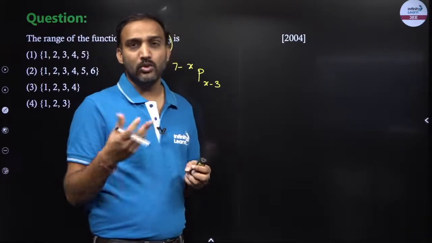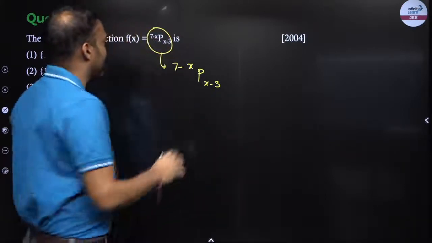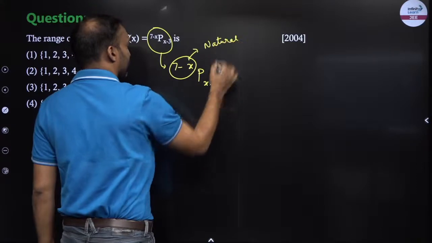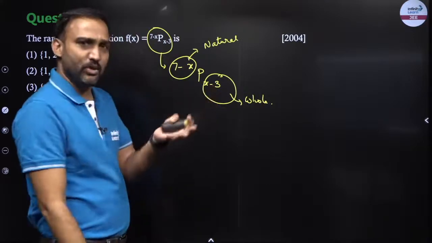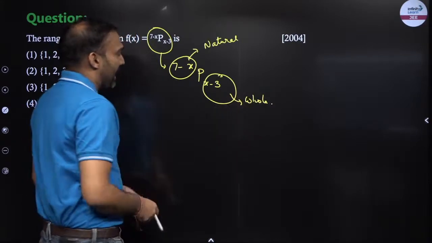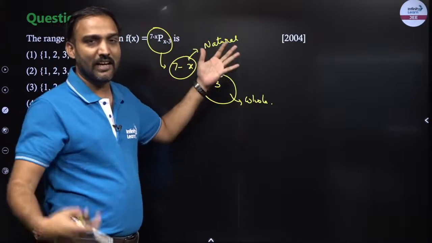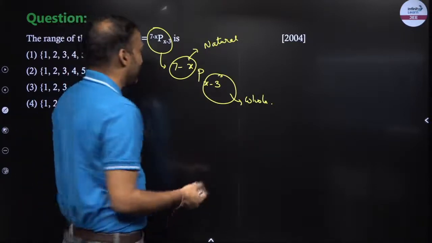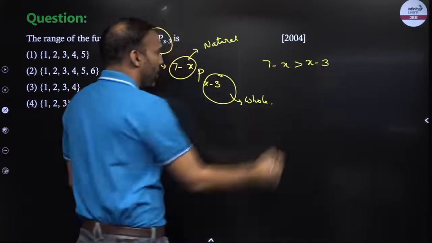You cannot have root 3 toffees or 1.7 boys. You will always have 3 or 4. So 7 minus x needs to be a natural number for sure. x minus 3 needs to be a whole number, because I can also arrange 0 things out of the available 5 things or 4 things. That's why it is a whole number. And at the end, 7 minus x needs to be larger than x minus 3, because if I have 10 things, I cannot arrange 11 things. Out of 10 available things, I can arrange either 7, 8, 9, 6, 5 and so on.